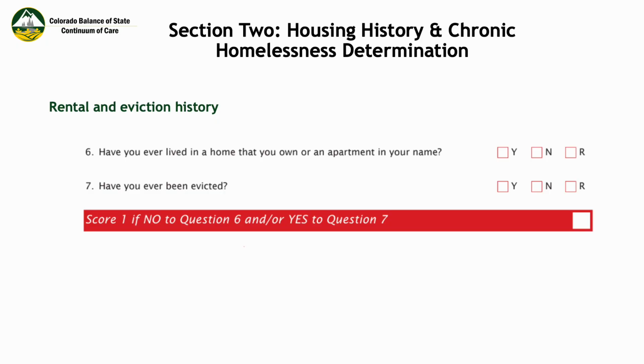You'll notice the scoring on this question says if they answer no to question 6 and or yes to question 7, they get 1 point. Let's look at a scenario for scoring purposes. The individual says they have had a lease in their name and they've never been evicted. Therefore, the score is 0.